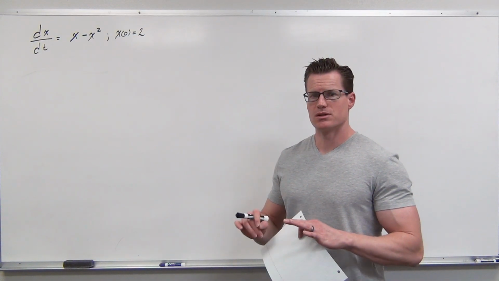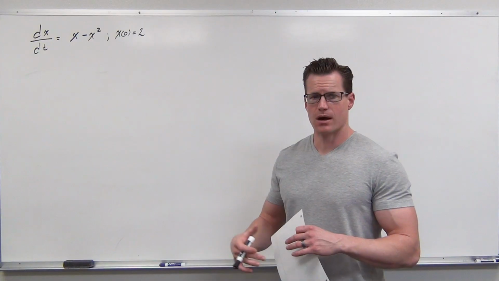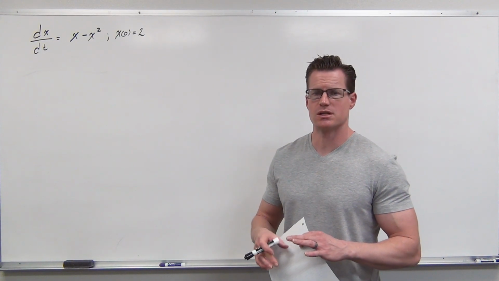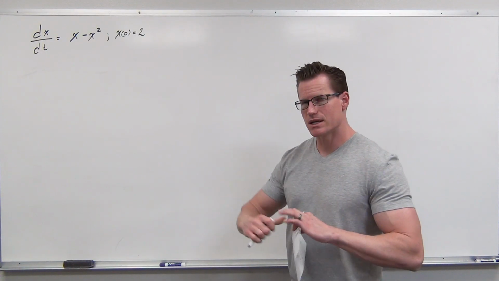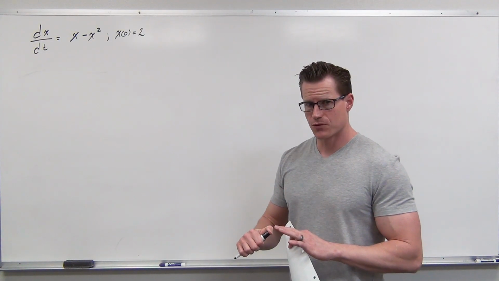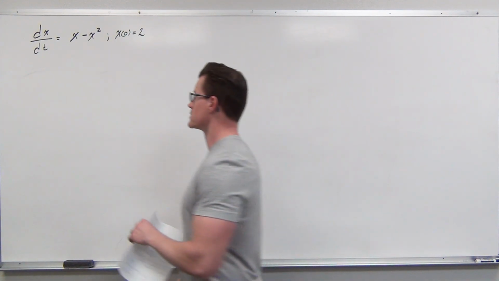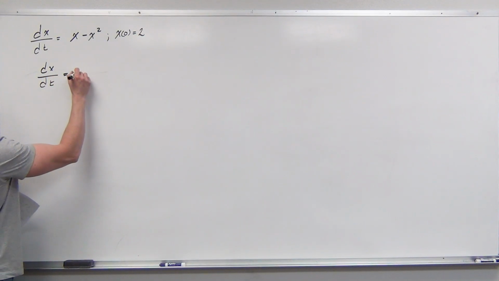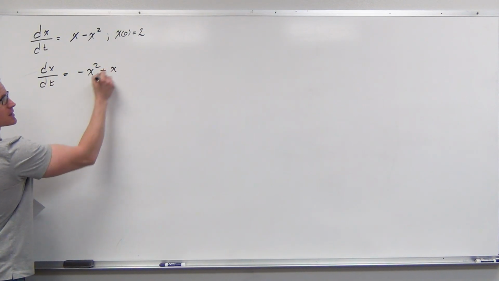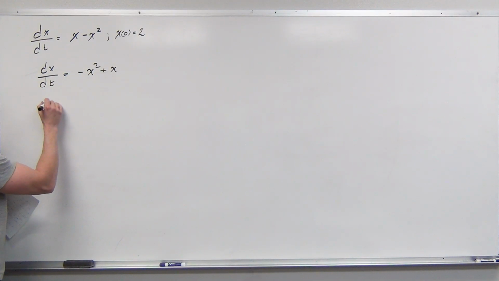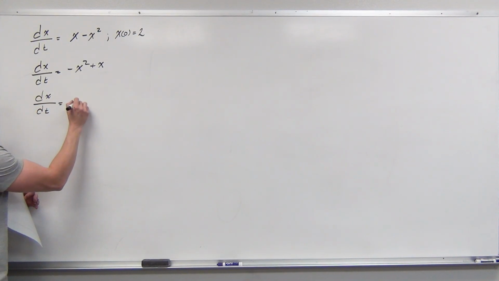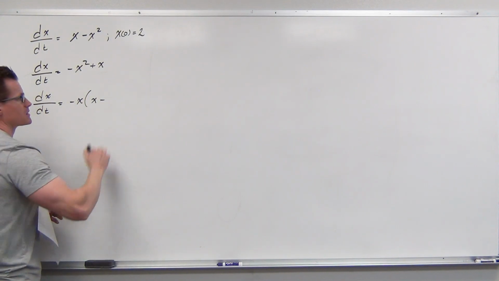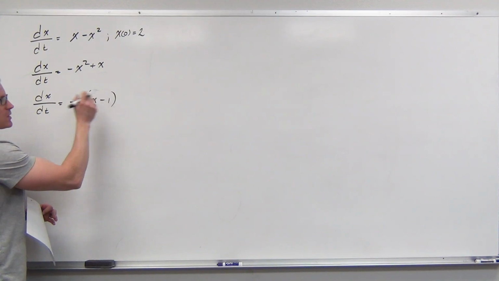What I want you to remember is that these are going to be separable, but when we separate them, they're not going to create integrals that are very easy or very nice. They're going to create integrals that you need to deal with partial fractions. And so sometimes setting these up, it's very nice to put things in order and factor so your first term is positive. So what we're going to do before we even start is set this up like dx/dt equals negative x squared plus x, and factor out a negative x. So x minus 1, let's make sure. Negative x squared plus x looks really good.